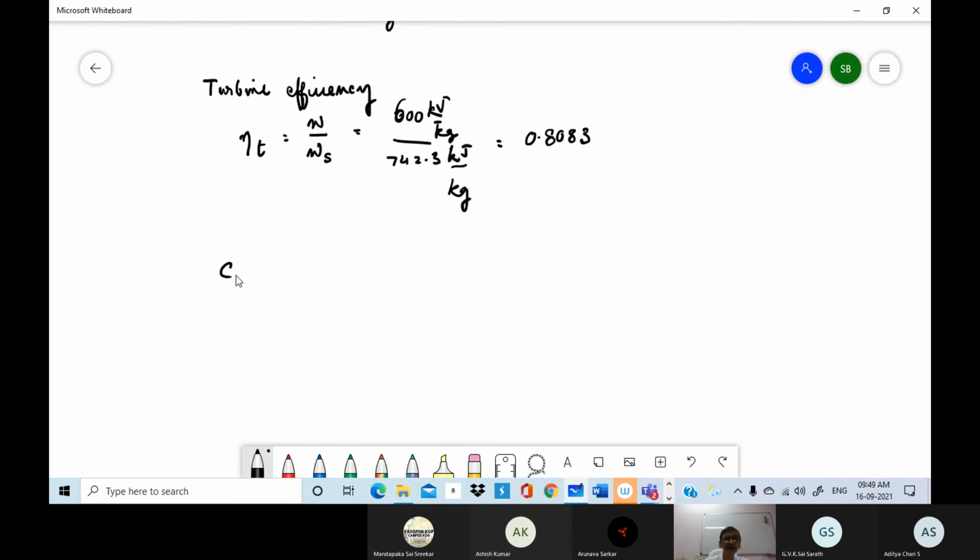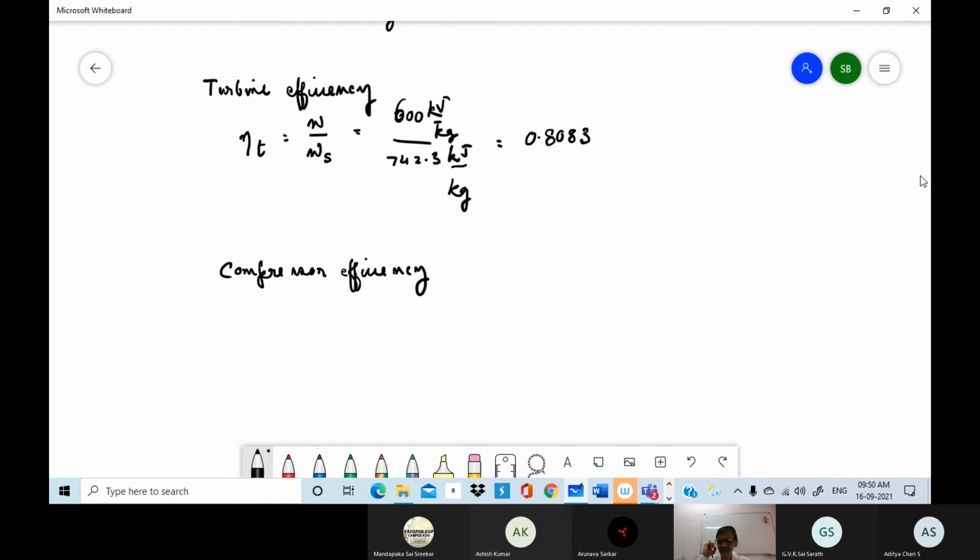Now, another device which has moving parts is the compressor. So it could be a compressor or a pump. So when the material being handled is a liquid, we call it a pump. When it's a vapor or a gas, we call it a compressor.